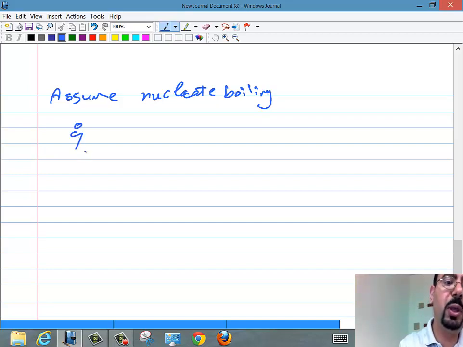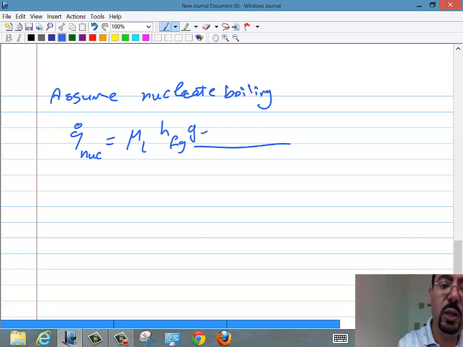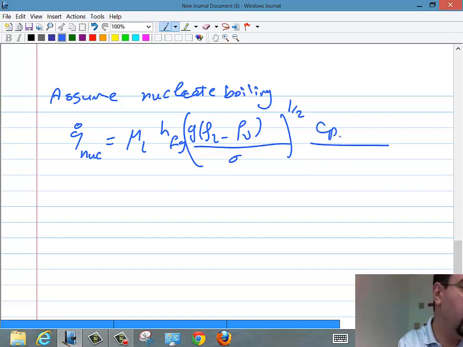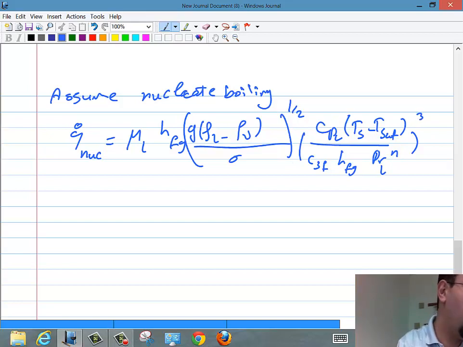The q dot then would become this here: mu_L, h_fg, and you got g, rho_L minus rho_vapor, over sigma, to the power 1/2, times c_pL, T_s minus T_saturation, over C_sf, h_fg, Prandtl_L to the n, the whole thing here to the power 3.